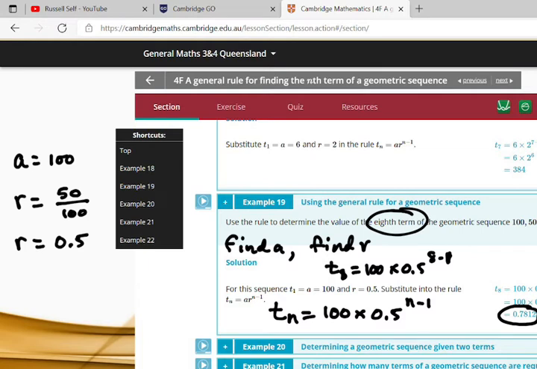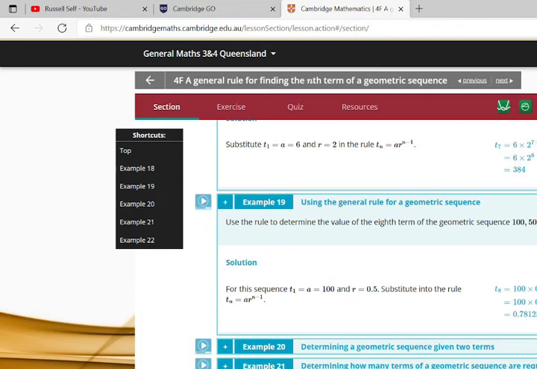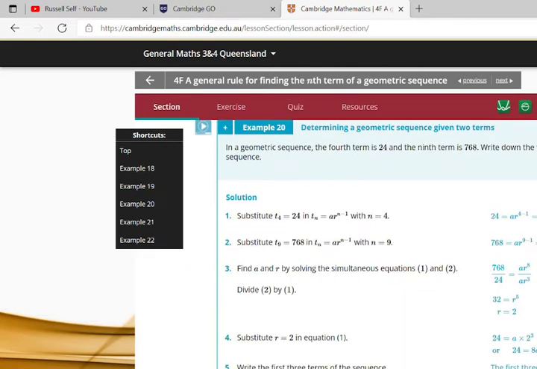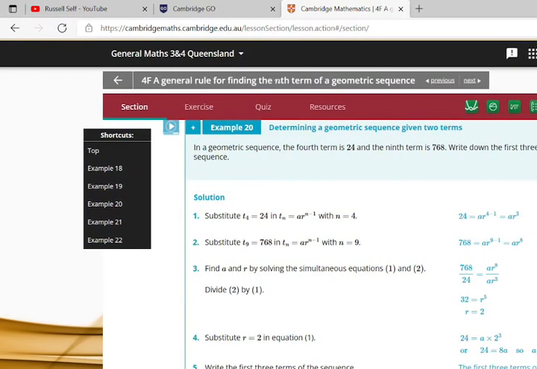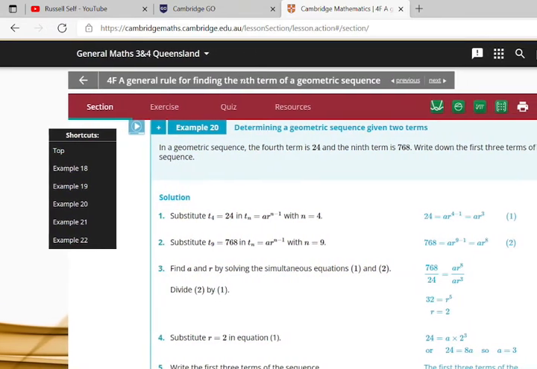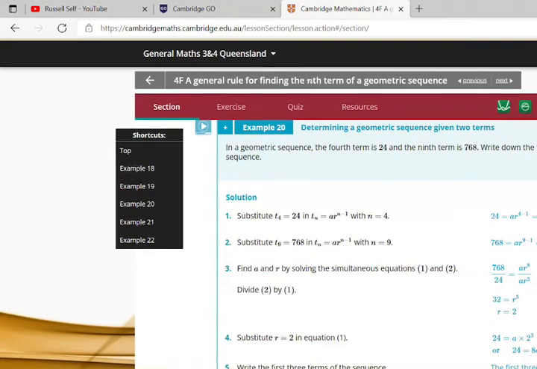Okay. Let's look at the next thing they do to us. Example 20. This is a good one because they want us to find 2 terms, but they don't give us all of the values in the sequence. So in this case, we have 2 equations that we have to deal with here, which means that we're going to be working with simultaneous equations. Okay?